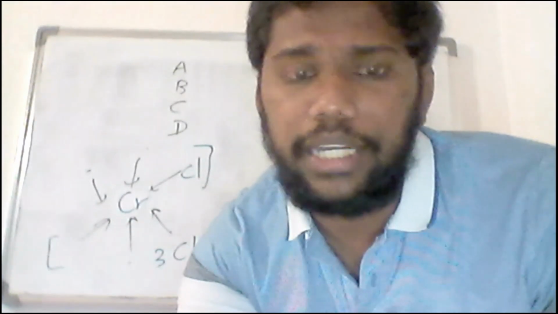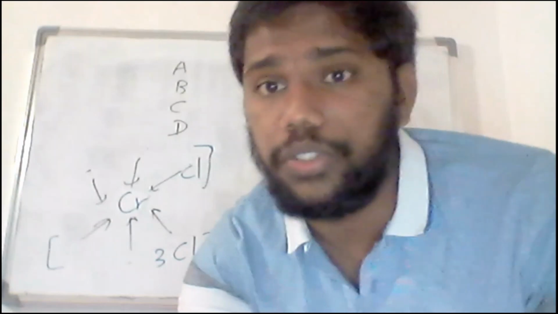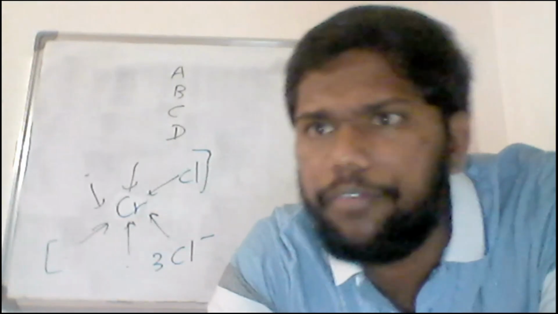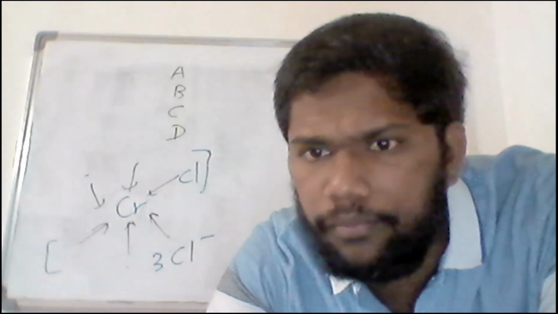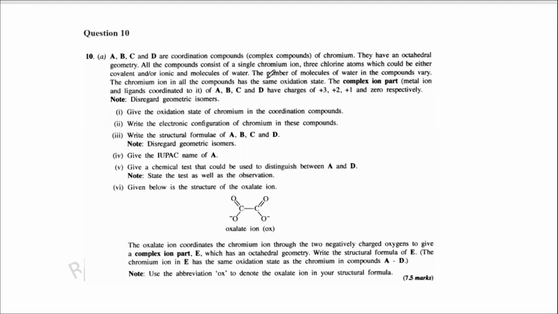They also say the compounds contain water, and the number of water molecules can vary. Furthermore, the chromium ion in all the compounds has the same oxidation state, though we don't know what it is. The number of water molecules changes, and the complex ion part has the ligands coordinated to the metal ion. The charges of A, B, C, D are given as an additional piece of information.